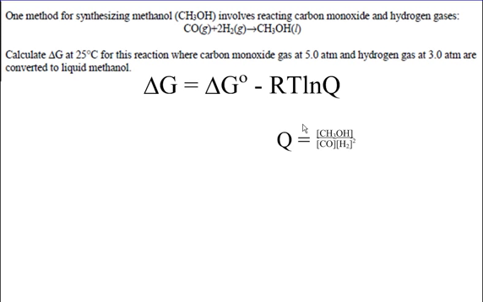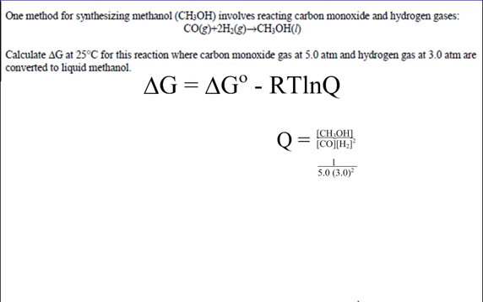I already said methanol is a pure substance, pure liquid, so we are not going to include it in this Q, so we're going to sub in 1 for methanol. And we can use the pressures given to us in this problem to sub in for the concentrations of these two gases. So let's go ahead and plug those in. So for carbon monoxide, we're going to do 5 atmospheres. And for hydrogen gas, we're going to do 3 atmospheres.